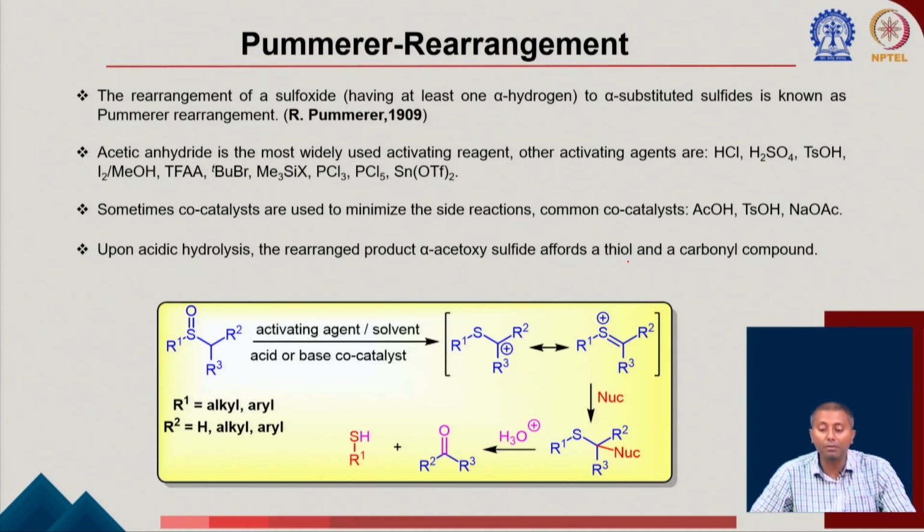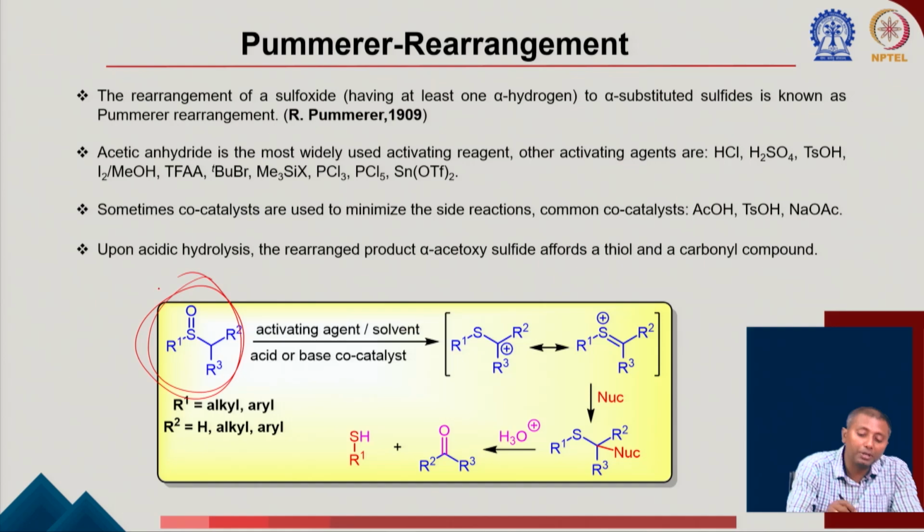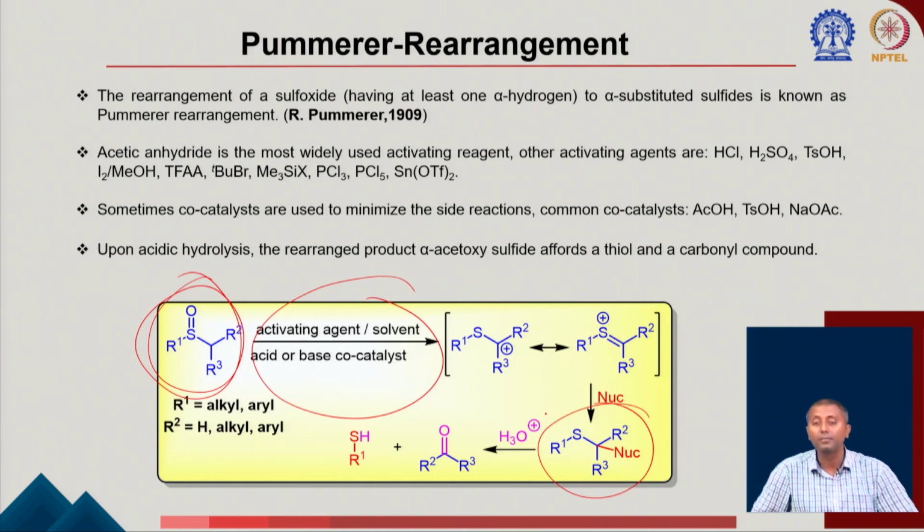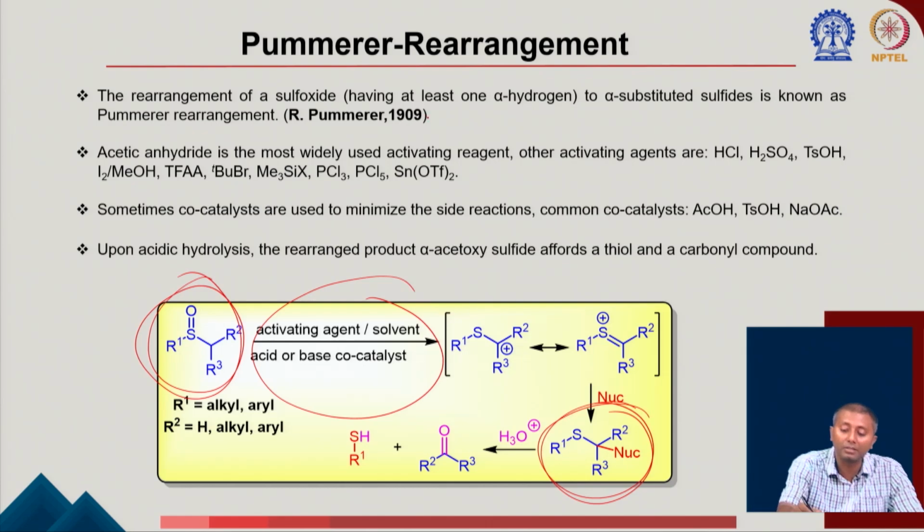The other important rearrangement using sulfur chemistry is the Pummerer rearrangement. So we learned about sulfoxide. Now we are going to learn that by starting from sulfoxide, if you use a proper activating agent, of course the solvent, and then acid or base, what are you going to form? You are going to form alpha-substituted compounds, alpha-substituted sulfides. So from sulfoxide you are synthesizing alpha-substituted sulfides through a rearrangement called the Pummerer rearrangement. It was discovered in 1909.